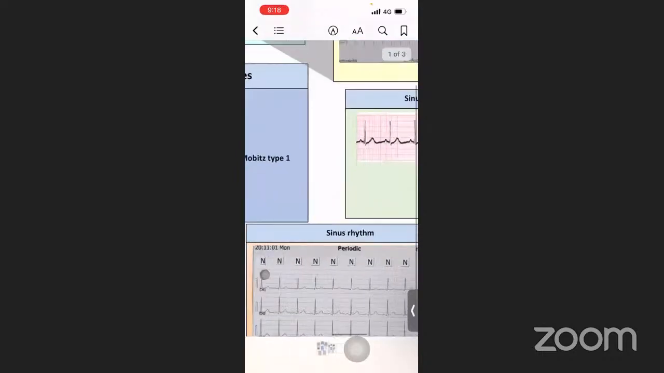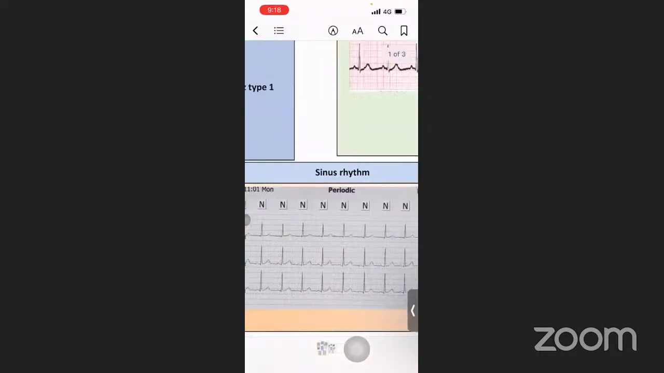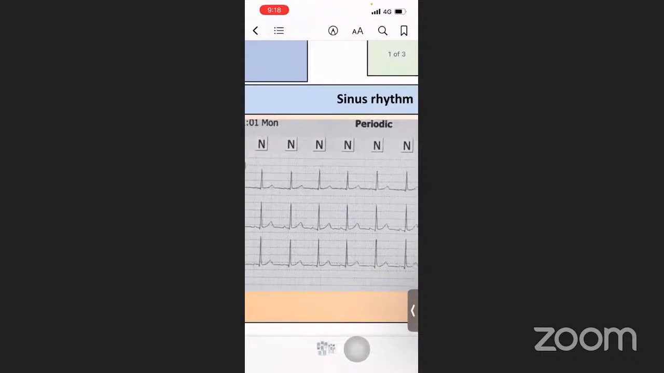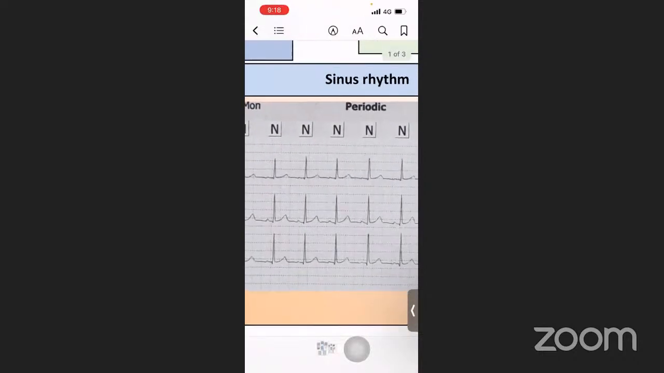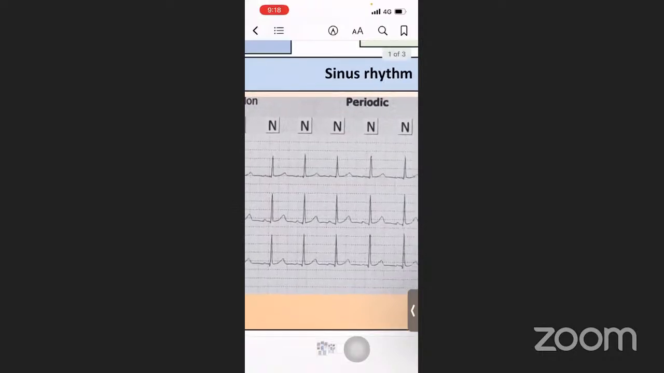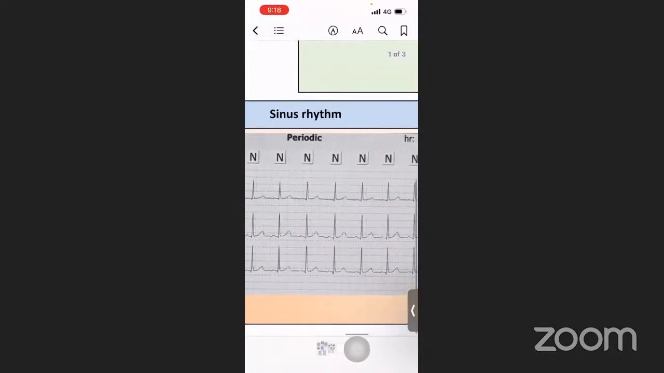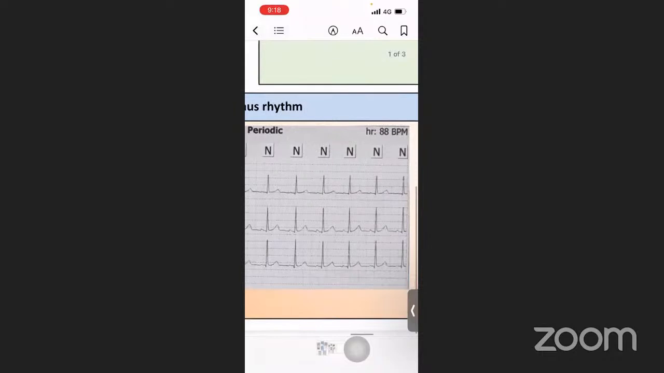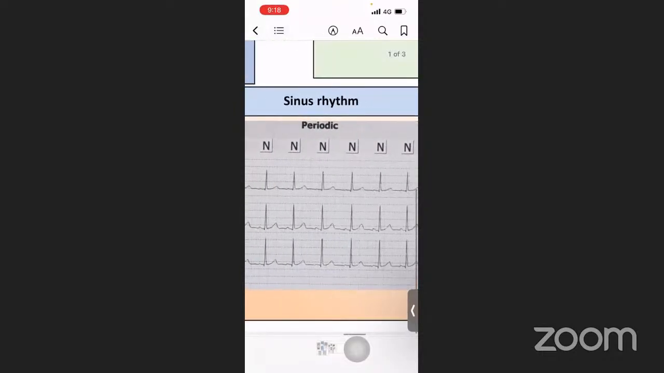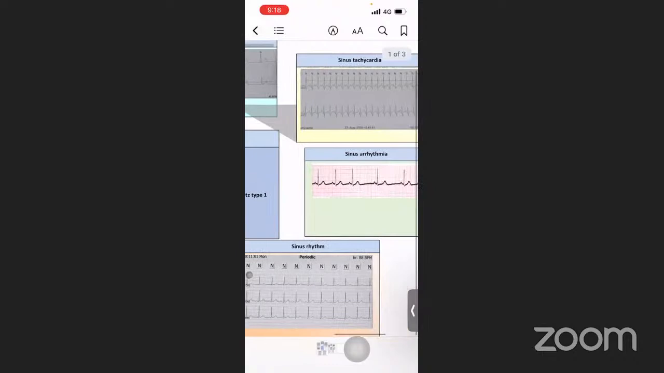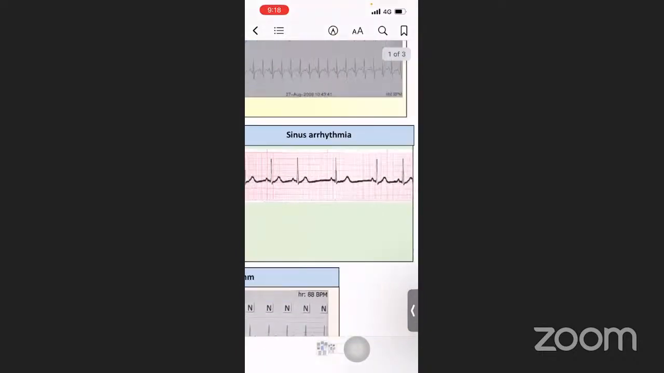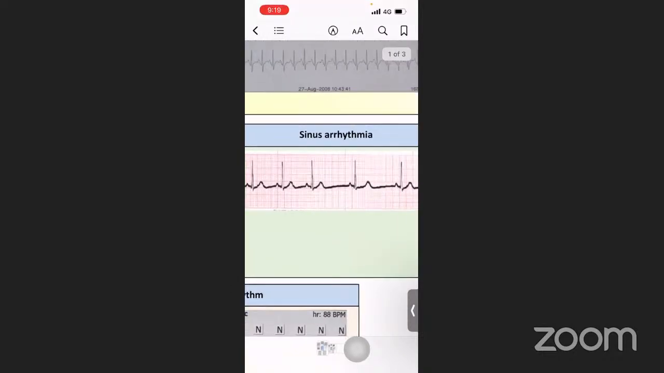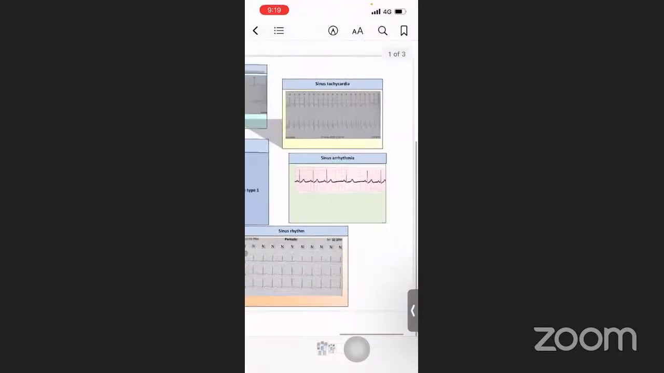Okay, so this is another example. There is a bit of difference in terms of RR interval. How do you see? This one is clearer. But the P wave is all well seen, and the P wave morphology is also the same.